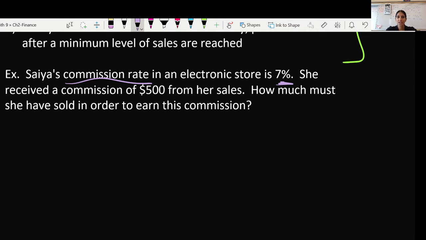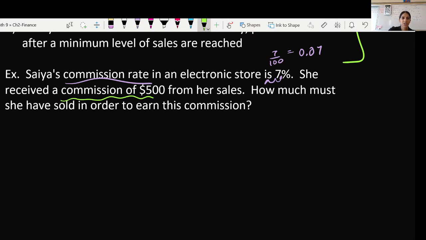So remember, percent means out of 100. So this is like saying 7 out of 100, which would be the same thing as taking this imaginary decimal here and moving it over 2 spots. So it's like 0.07. So there's our first step. Convert the percentage into a decimal so that we can use it in our formula.